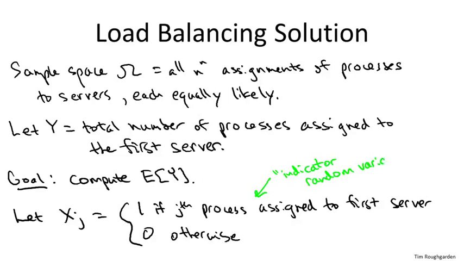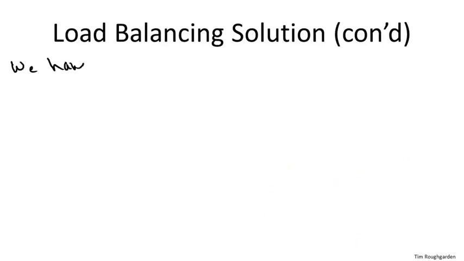Why did I make this definition? Well, observe that the total number of processes that gets assigned to the first server is simply the sum from j equals 1 to n of xj. xj says whether or not a given process, the jth process, is on the first server. The total number is just the sum of these over all j. Now, the benefit from this maneuver is we only have to compute the expectation of an extremely simple indicator random variable xj. This is like the win that we got when we were summing up two dice. Instead of having to compute the expected value of the sum, we just had to focus on the expectation of a single die. That was really easy. Similarly here, the expectation of a single xj is really easy.